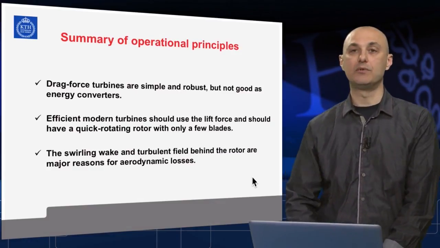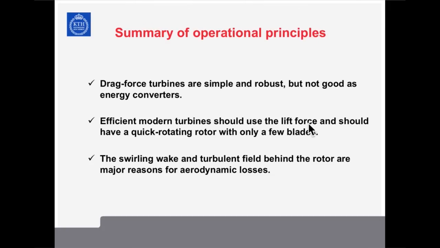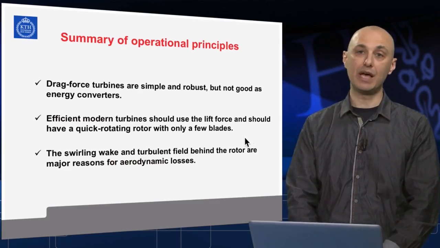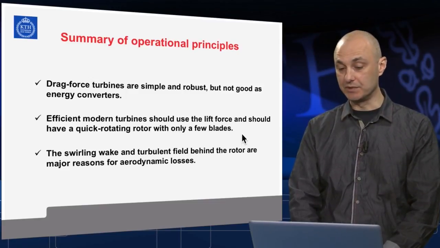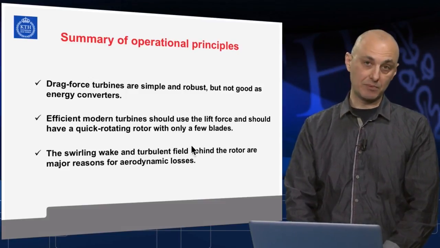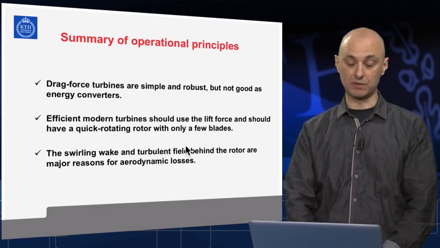A summary of what we learned in this section: drag force turbines are very simple and robust, but definitely they are not good as wind energy converters. They are not efficient at all. In order to be efficient, the modern turbines will have to use the lift force, and they should have few blades with highest possible tip speed ratios. There are other problems related to very fast rotating machines, and of course we will look into those in the next sections.